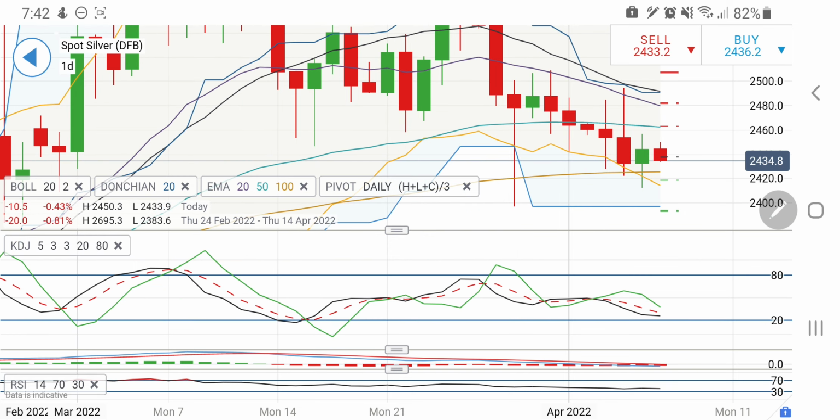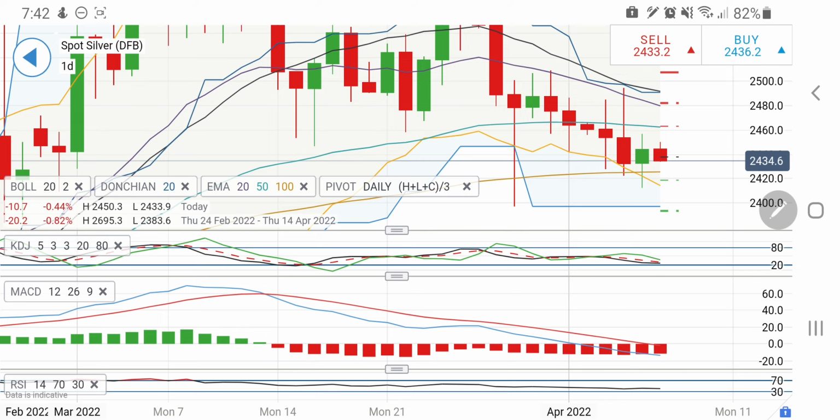Daily stochastic is near the bottom, so probably it can try to reverse any point of time, and before that it can try to see 2400 and 2410, and from there it may try to rise. That is what the expectation is.